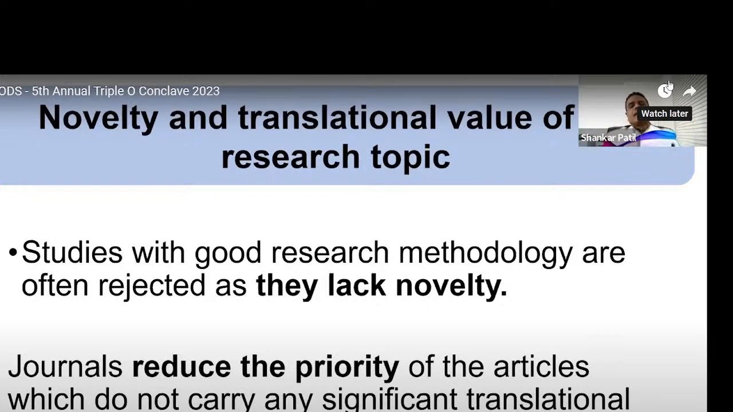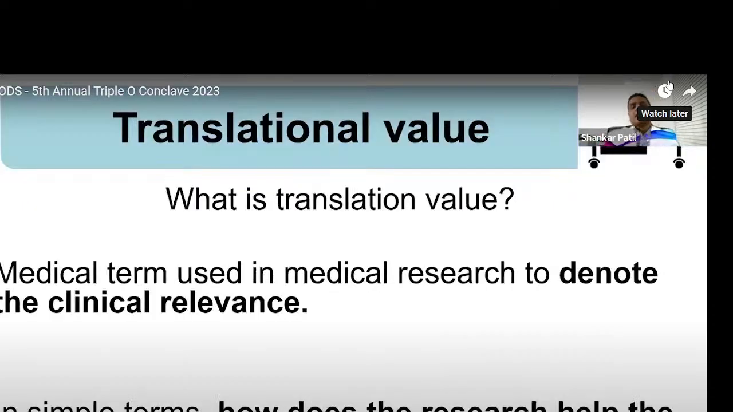Journals reduce the priority of articles which do not carry any significant translational value. If you lack novelty and if you don't have significant translational value, especially in our fields, then journals will definitely reject the manuscript. Journals used to get articles in hundreds, but nowadays they are getting them in thousands. Where journals used to get 500 submissions a year, now they are getting 4,000, 5,000 submissions. So they are very, very choosy.